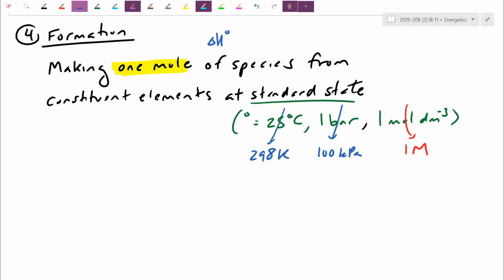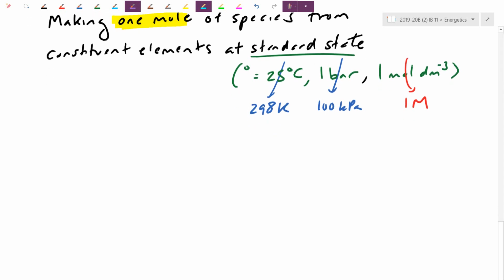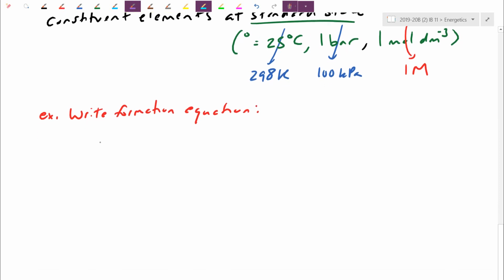So I just wanted to define for you what a formation equation is. Notice I haven't talked to you about how to get delta H just yet. Just for practice, they might give you examples: write the formation equation. When we actually get to the delta H's, we're going to assume all this is done in the background. I want you to write the formation equation for NaCl.